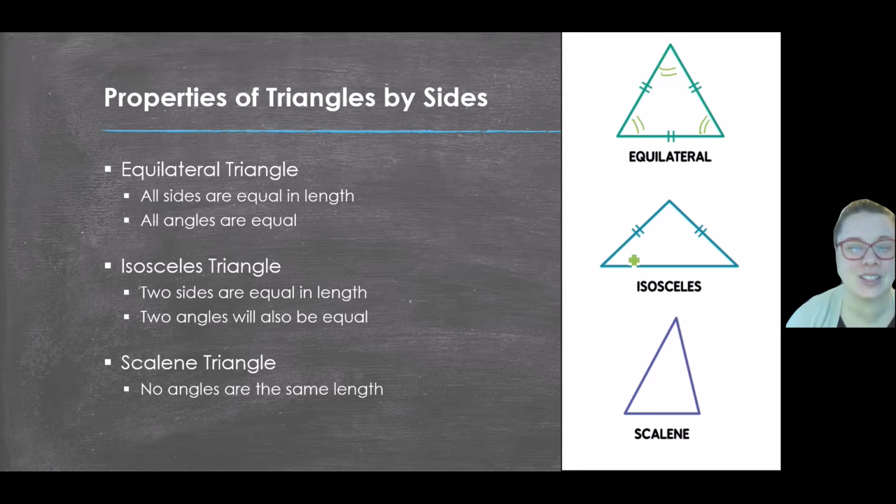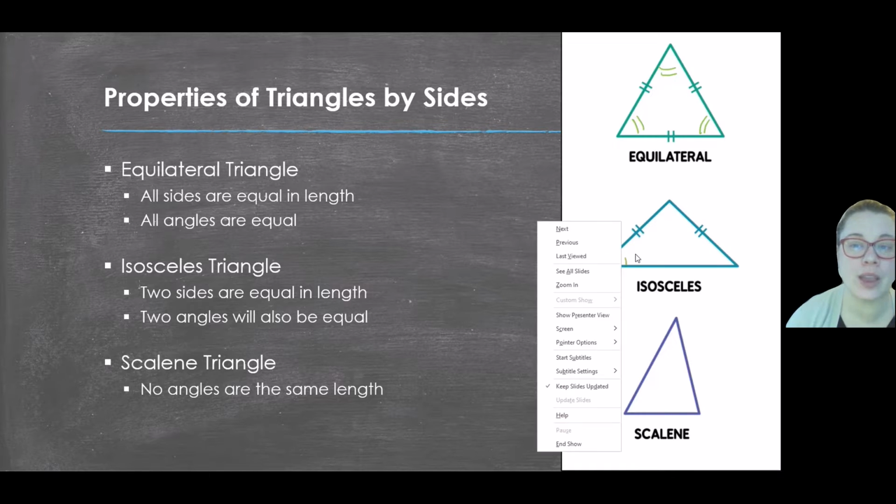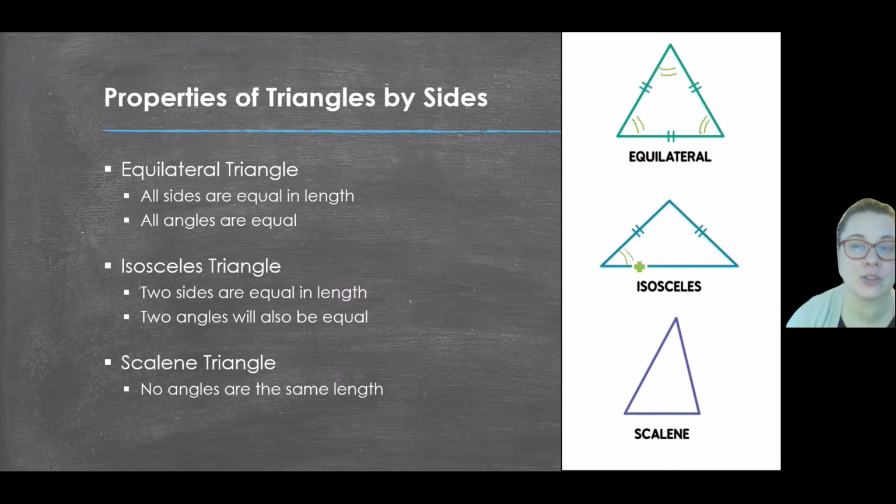In an isosceles triangle, you have two sides that are equal in length. We use two little lines on each side, and that's just a way of showing that they're the same length, which means it also has two angles which are the same size. The angles that are the same size are right here, between the sides that are the same length and the one that's different. So these two angles will be equal in measure.